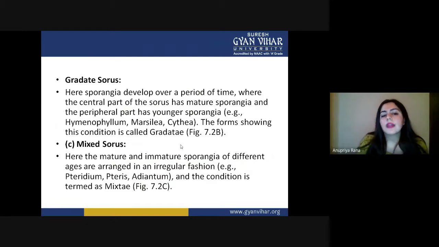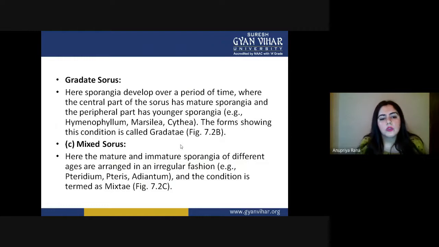This kind of situation is seen in Marsilea, Cyathea, and Hymenophyllum, and the forms showing the condition are called gradate. So when the central portion matures early and the peripheral portion does not mature at the same time, this situation is called gradate. And the sorus having this condition is called a gradate sorus.